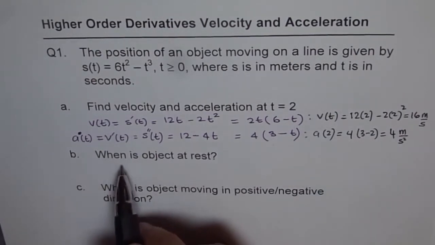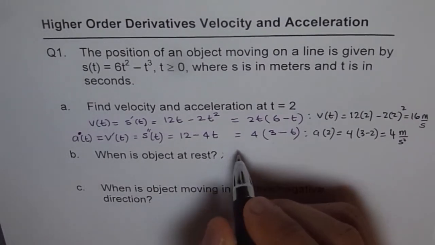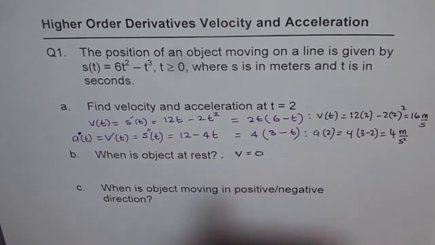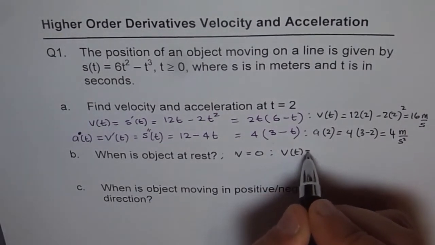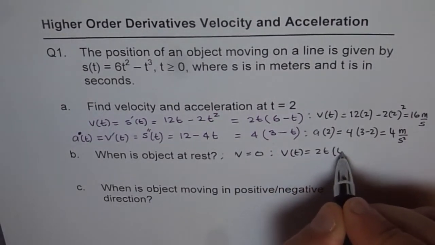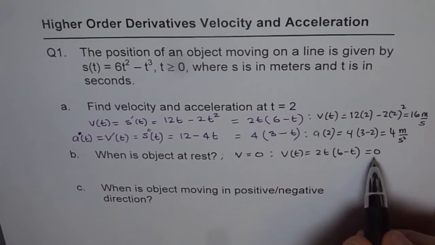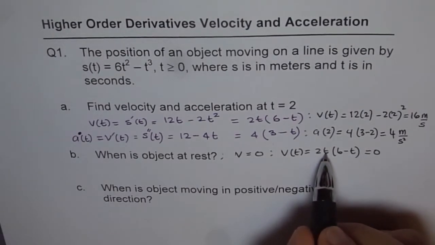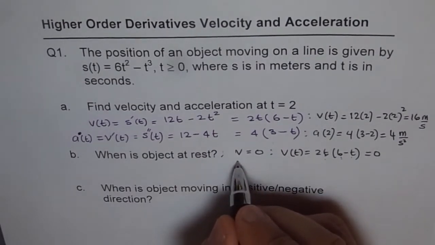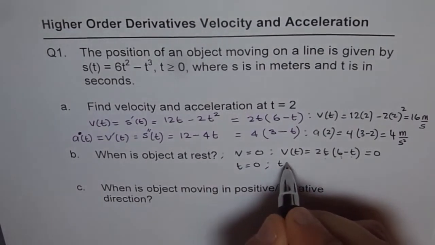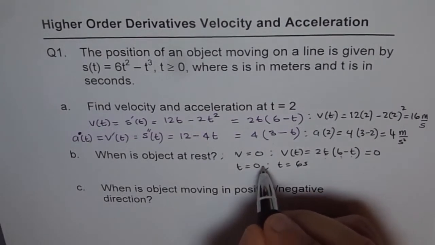Now the question is, when is the object at rest? The object will be at rest when velocity is 0. That means we are looking for velocity equals 0. The velocity expression given to us is v(t) equals 2t times (6 minus t), and this has to be 0 to find the time when it is at rest. So this could be 0 at t equals 0 or at t equals 6. Either factor could be 0. So we get the answer: at t equals 0 or at t equals 6. These times are in seconds, so you should write down the answer in seconds.